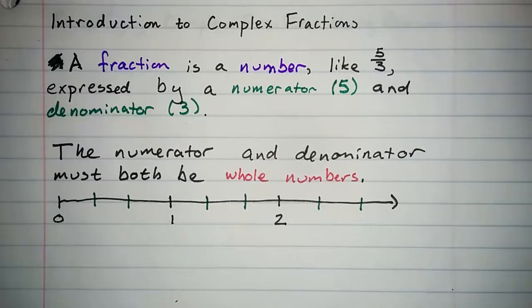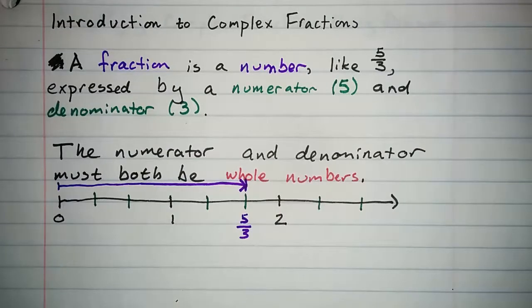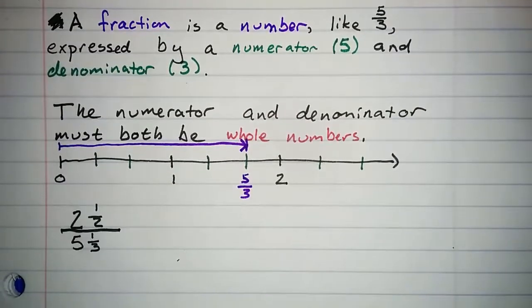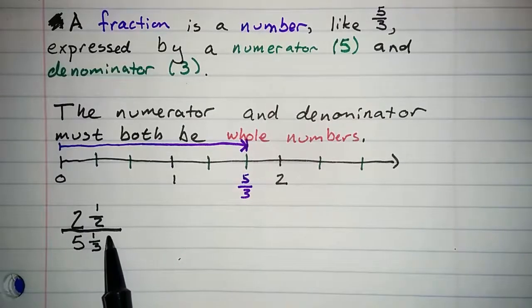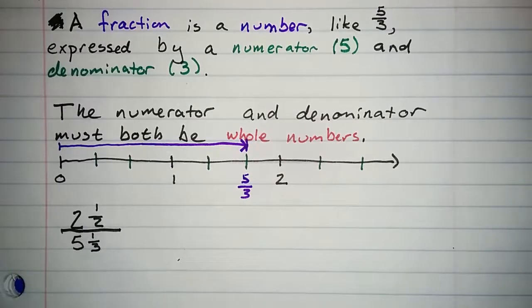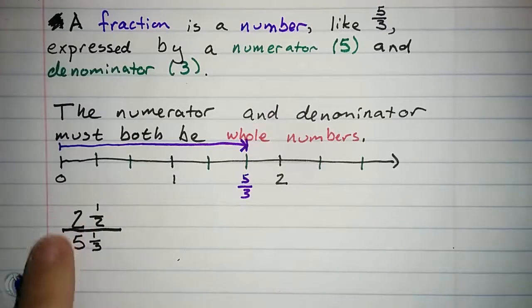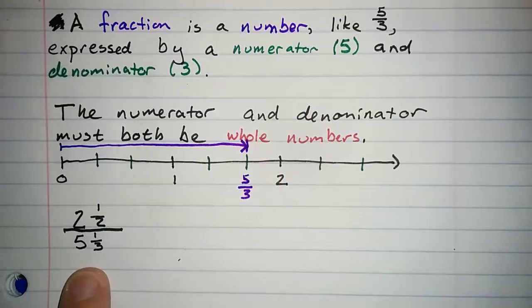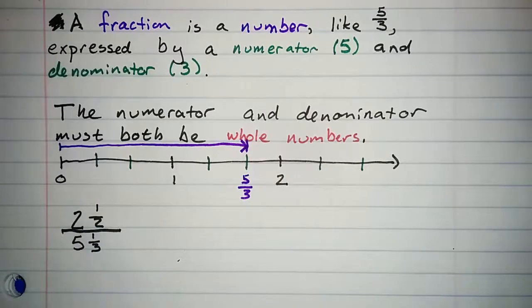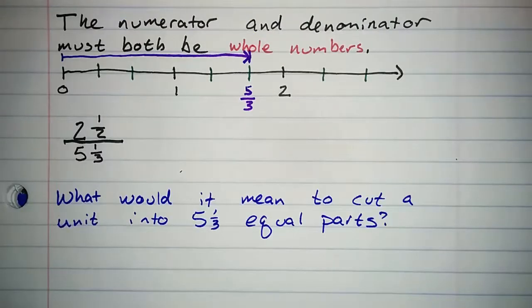And yet, nothing physically stops us from writing this horizontal line symbol in between two numbers that are not whole numbers. For example, it would be physically possible to write 2.5, big fraction bar, 5 1/3. But we need a new way of understanding something like this, don't we? Because what would it mean to cut a unit into 5 1/3 equal parts? But that actually gives us some intuition into what this means, doesn't it?